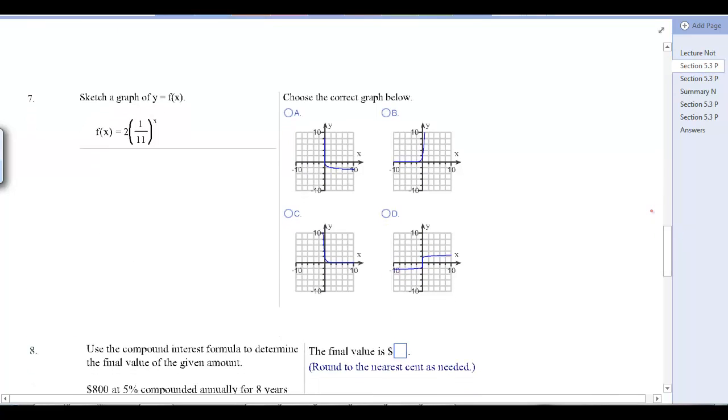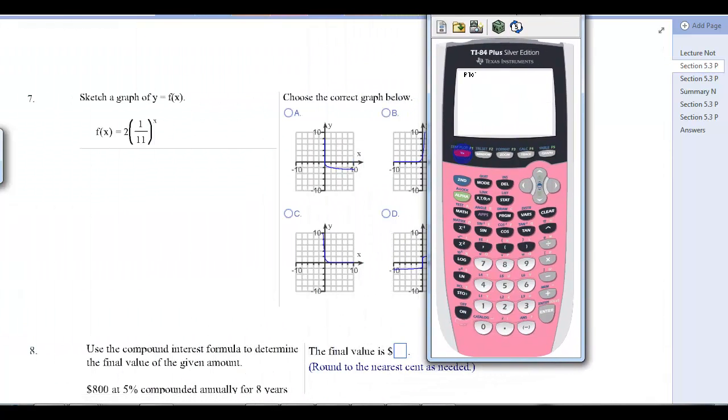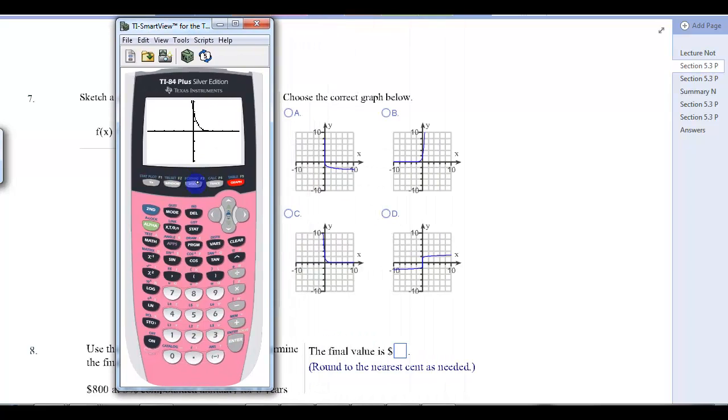Alright. Now let's see what happens to this on number 7. We need to be able to get that graph. So we'll go here and we will put that one in. Clear. I've got 2 parentheses, 1 divided by 11, close parentheses, raised to the x power. Okay, and I'm on that zoom. I need a zoom 6 for this one because these are all 10s. And you can see it came down and is doing this, so it is this C part.